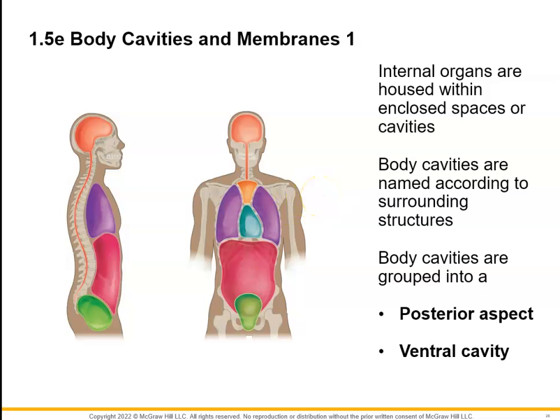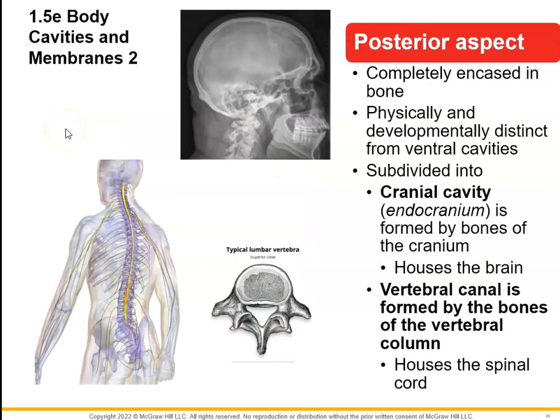Now, the posterior aspect is different from the ventral cavity because the posterior aspect contains cavities that are completely surrounded by bones and physically and developmentally different from the ventral cavity. So we use the term dorsal aspect rather than dorsal body cavity. Now I can tell you guys, I'm probably going to say dorsal cavity or posterior cavity 1,000 times, but no, the correct terminology now is posterior aspect. So the posterior aspect, remember, is completely surrounded by bone, and it's divided into two separate areas.